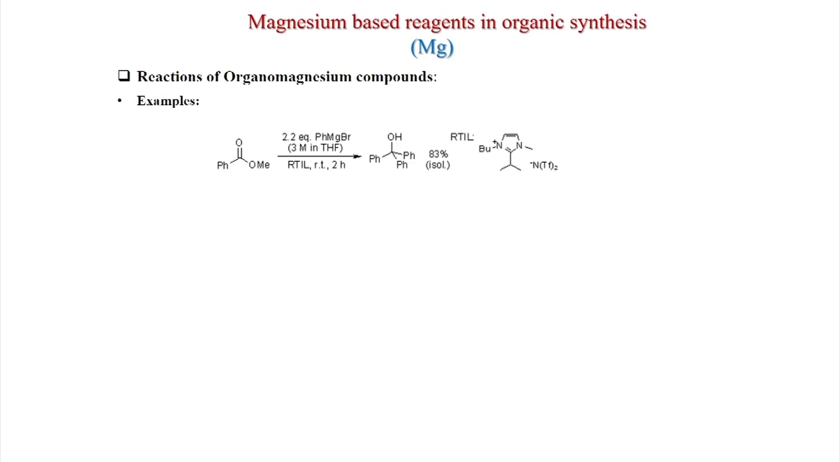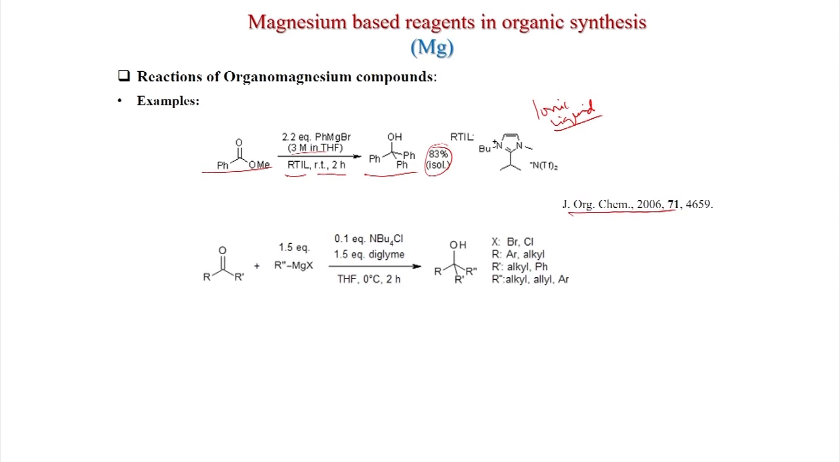Some more examples here, the ester is there, and 2.2 equivalent phenyl magnesium bromide, which is commercially available, 3 molar in THF, and this is an RT ionic liquid, that is a room temperature ionic liquid. So, this is the ionic liquid, and in this solvent the reaction is quite fast, because there is a charge. Ionic liquid means the charge is there, positive, negative. So, the reaction will be faster, because it will stabilize the Grignard reagent, and you get the tertiary alcohol in 83% isolated yield. It was published in JOC.